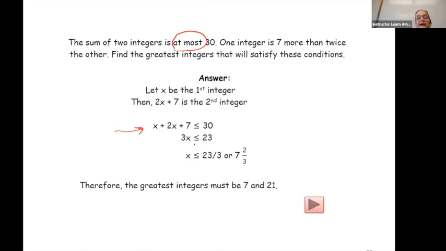Okay, so now we have 3x is less than or equal to 23 by subtracting 7 from both sides and combining our like terms. And so x must be less than or equal to 23 thirds, or 7 2/3. So the greatest integers, because remember it said integers, did not allow us to use fractions, must be 7 and 21.